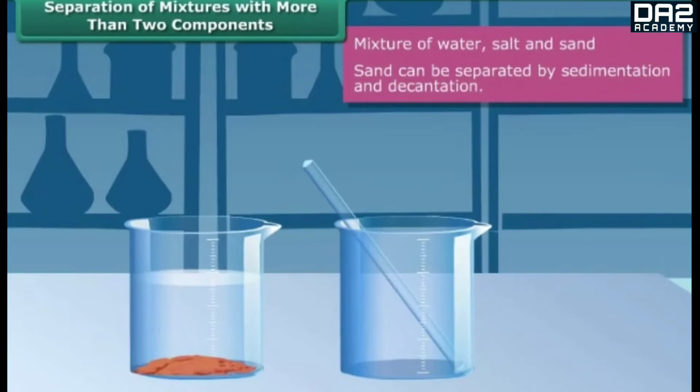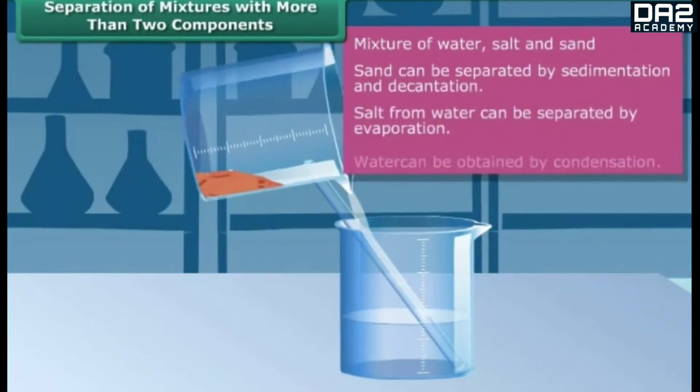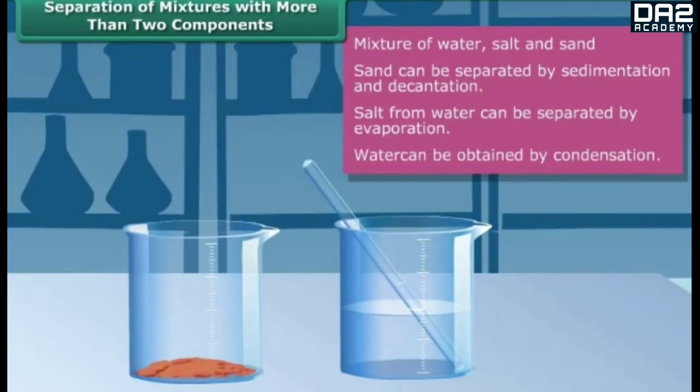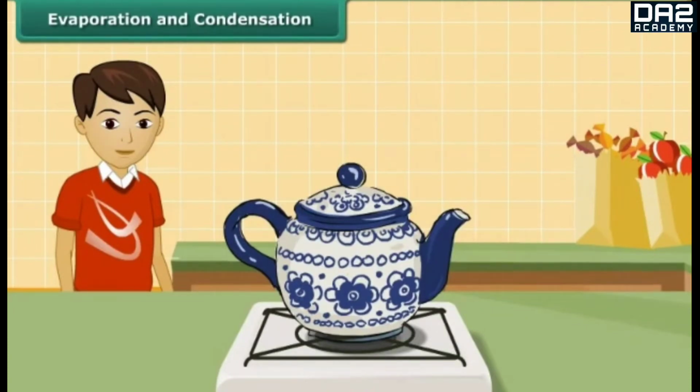Now, salt, being soluble, is completely dissolved in water. Separating it is done through evaporation and condensation. Let us look at what we mean by these two terms. When we have a mixture of salt in water to separate, we take the solution in a kettle and cover it with a lid. Now gently heat the kettle for some time.